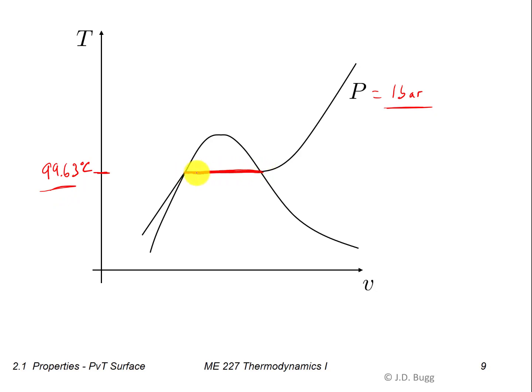Everywhere along that red line, the pressure is 1 bar, and everywhere along that red line, the temperature is 99.63. So those two properties are not independent in the liquid vapor region. For any particular value of pressure, there is only one possible temperature. That's a consequence of this line being horizontal, of there being no temperature change during the phase change. So when we're inside the liquid vapor region, pressure and temperature, even though it's two properties, is not enough to fix the state because they're not independent.